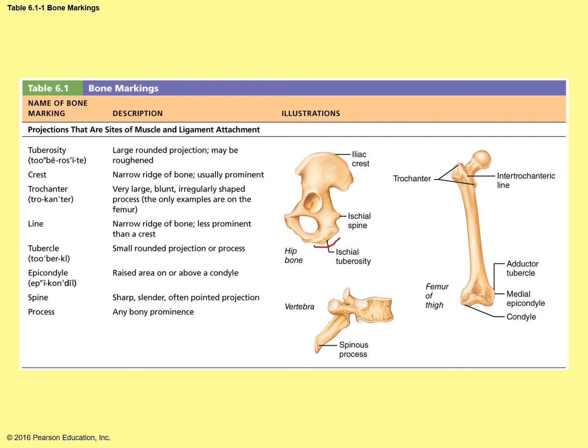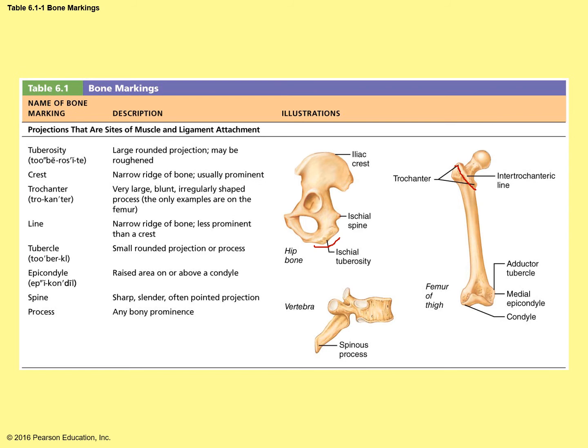The trochanter, which is only in the femur, is going to be right here. There's a greater and a lesser one. It's a very large, blunt process that sticks out. Condyles, epicondyles, etc. So you need to start learning those bone markings.